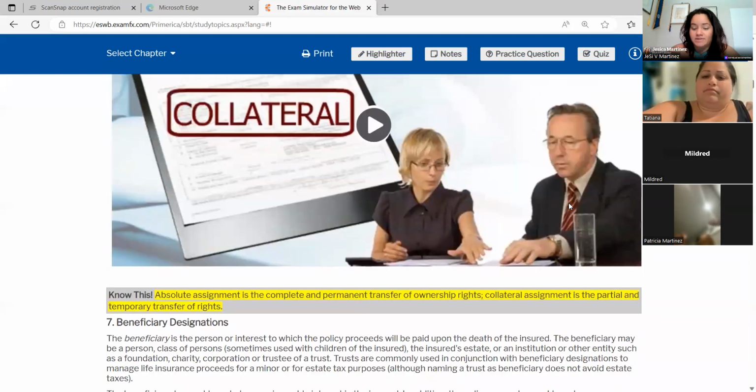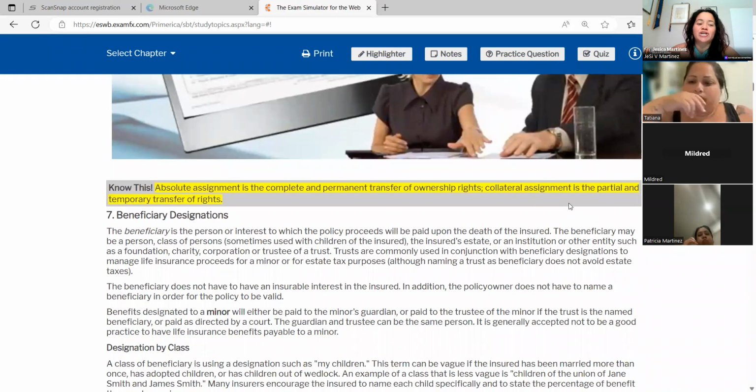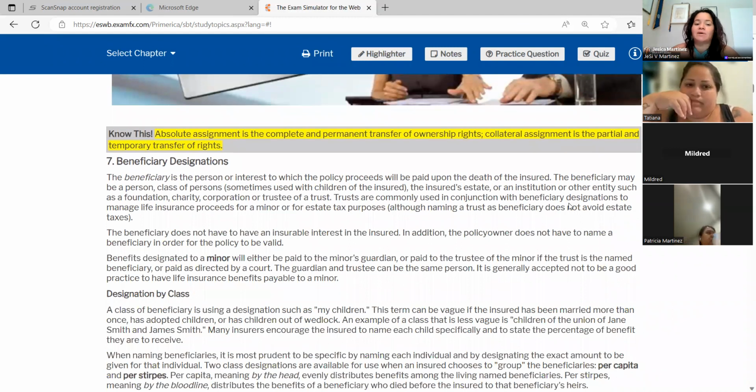Weird, but it is. People do it. So know this: absolute assignment is a complete and permanent transfer of ownership rights. Collateral assignment is a partial and temporary transfer of rights.